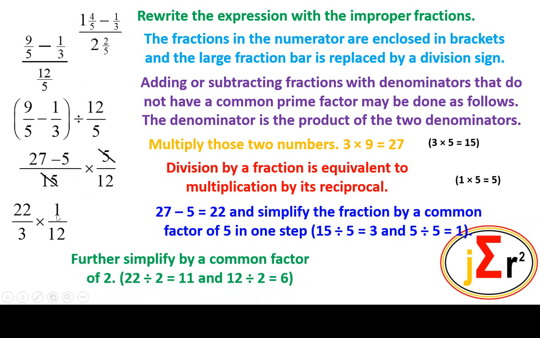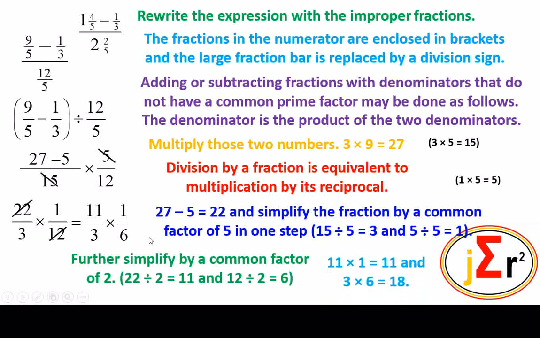We will further simplify by a common factor of 2. 2 into 22 will be 11, and 2 into 12, that will be 6. So we'll have 11 over 3 multiplied by 1/6, and we'll multiply the numerators, and we'll multiply the denominators finally, and that will be our final result. 11 ones, 11, and 3 sixes, 18, and that is our final result.